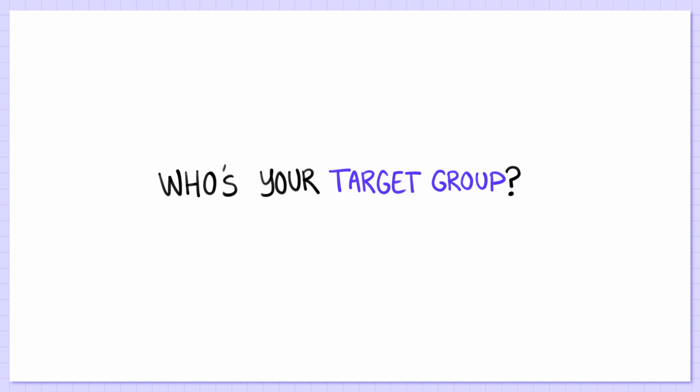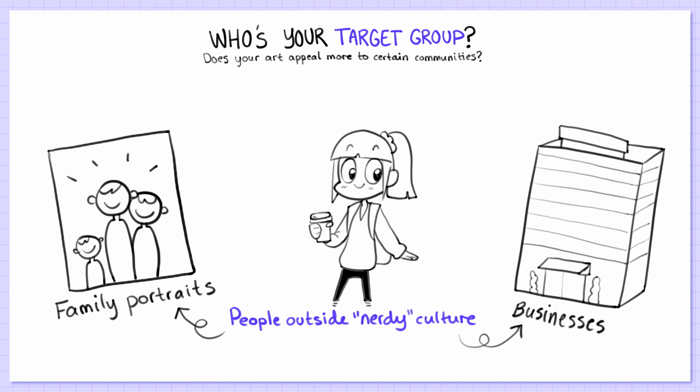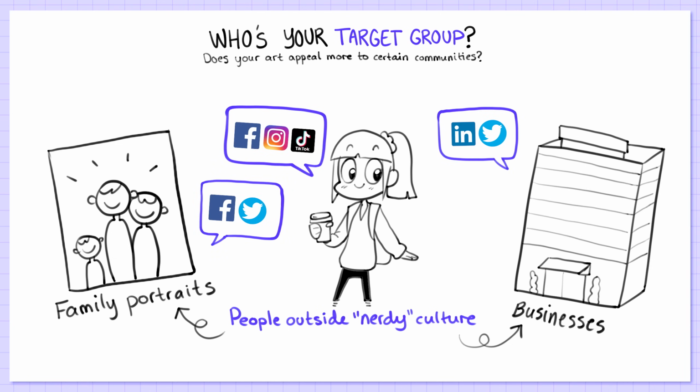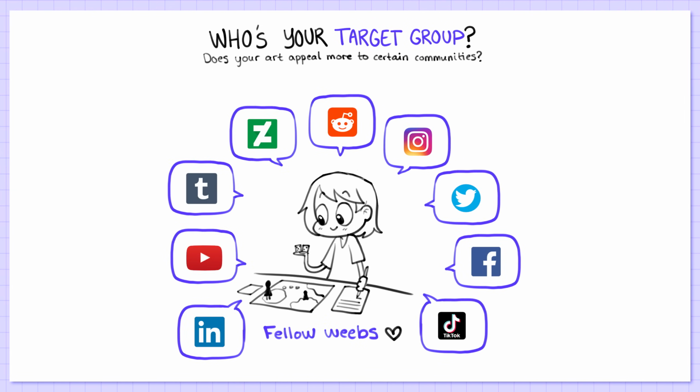You should also consider your target group for commissions. Looking at your art style and the things you like to draw, do you appeal more to certain communities? There's actually a huge difference between appealing to people within the artist community and the people outside. People outside the community include, for instance, regular family people who think it would be fun to have their family photo drawn, or non-creative businesses who might need illustrations done for a project. Think about where your target audience spends their time online and be sure to be visible there. Roleplay communities especially hire a lot of artists to draw their characters, so these places are great to check out.